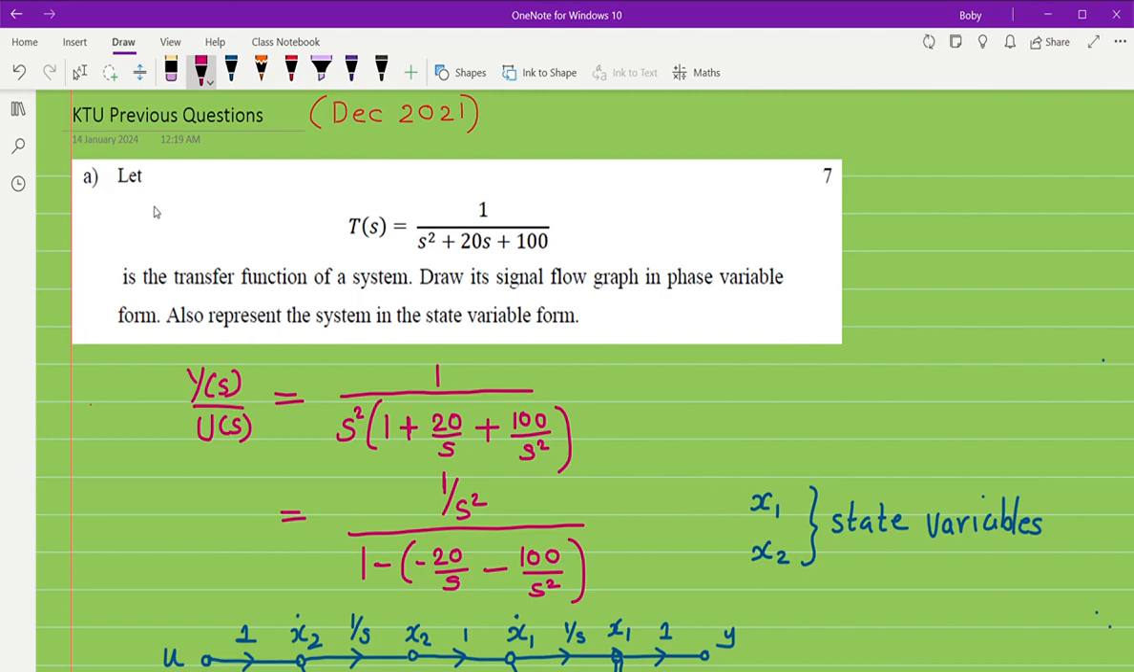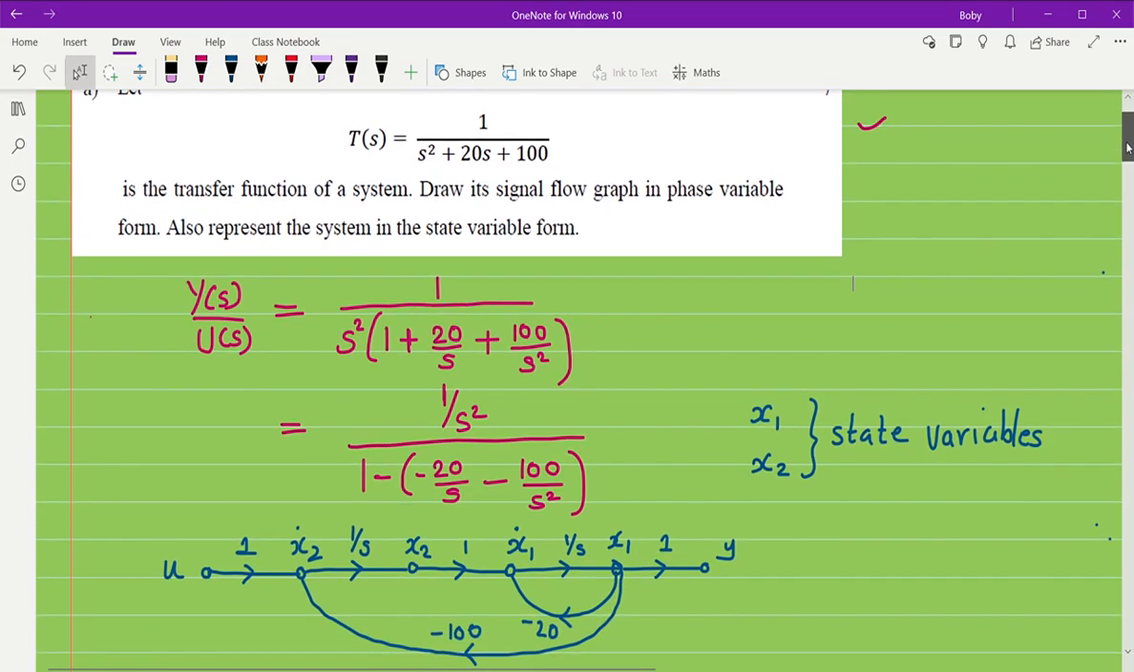The first question is, let T of s equal to 1 by s square plus 20s plus 100 be a transfer function of a system. Draw its signal flow graph in phase variable form. Also represent the system in the state variable form. The transfer function is given, and from it we have to find the signal flow graph, then we have to find the state model of the system.